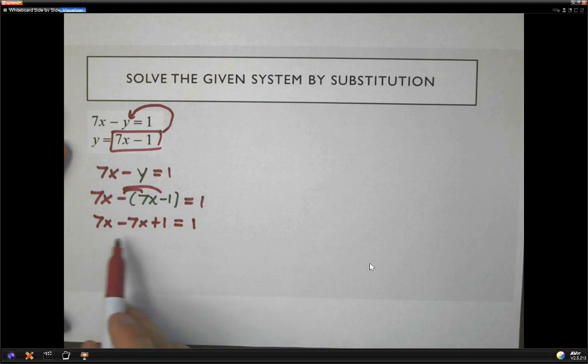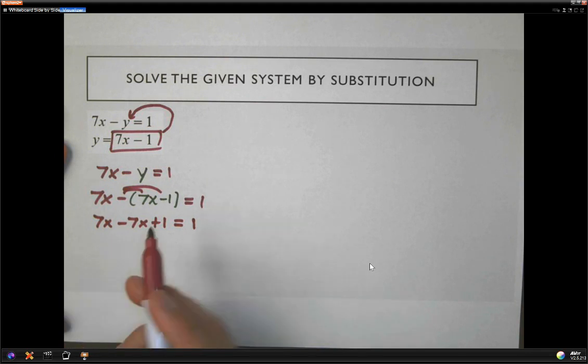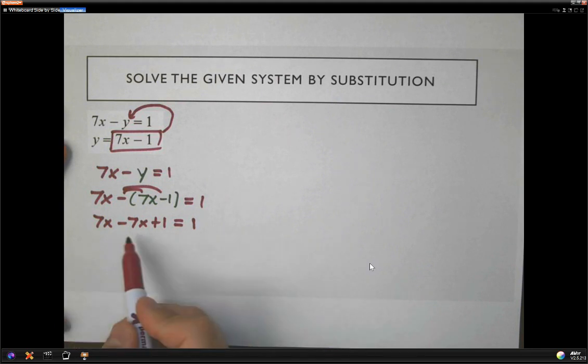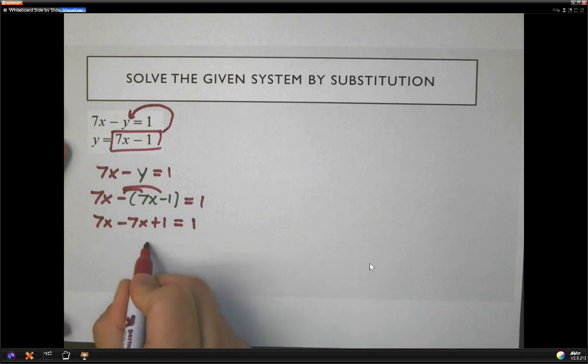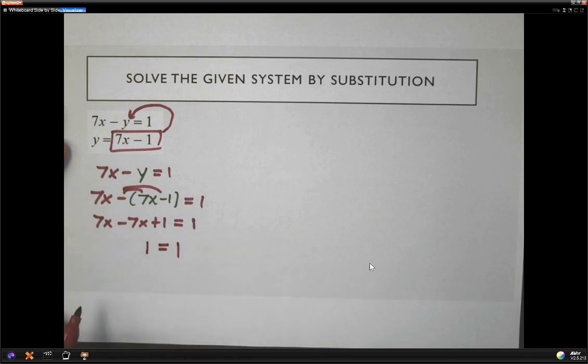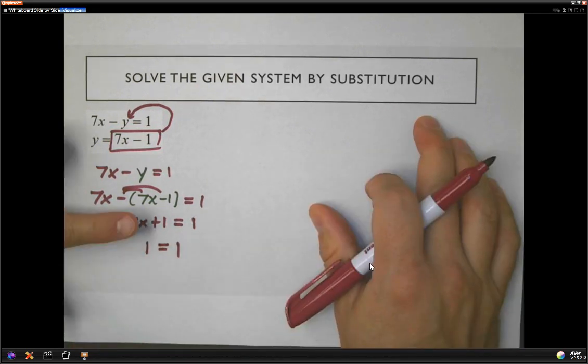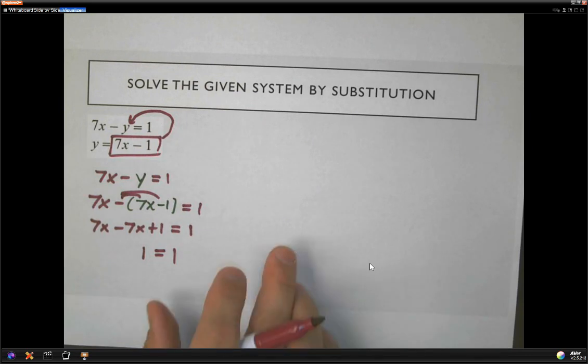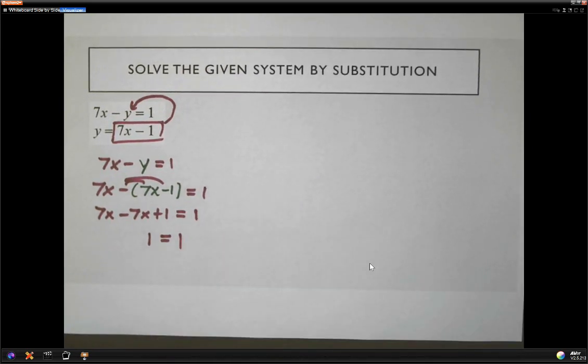Now in this case, I do need to combine like terms, but something happens. 7x minus 7x is 0. That means the x's go away. These, in a sense, cancel each other out. So I have no more x. Really, all I'm left with is 1 is equal to 1, because these cancel each other out. So what am I to do now? This is one of those special cases.